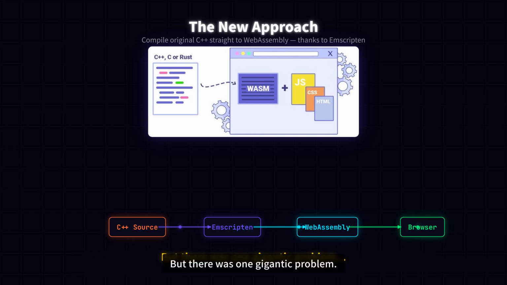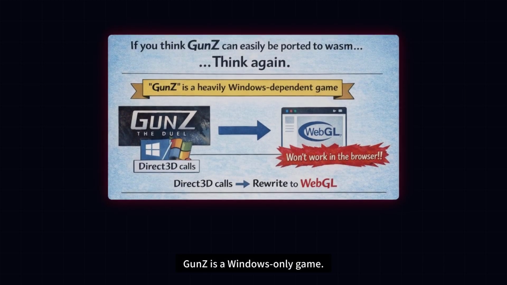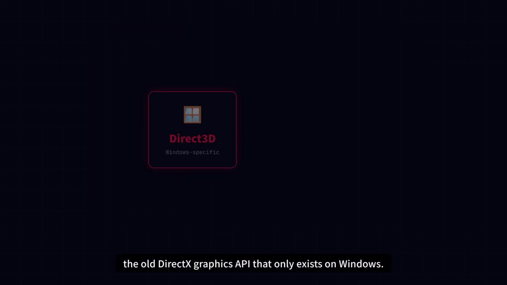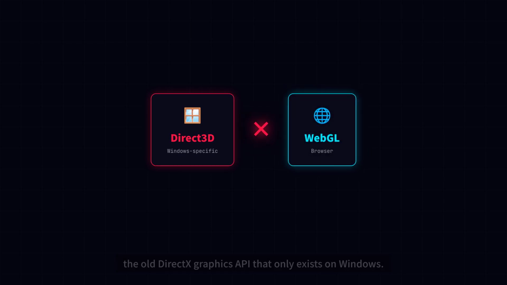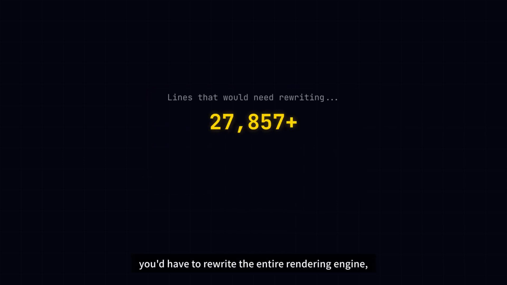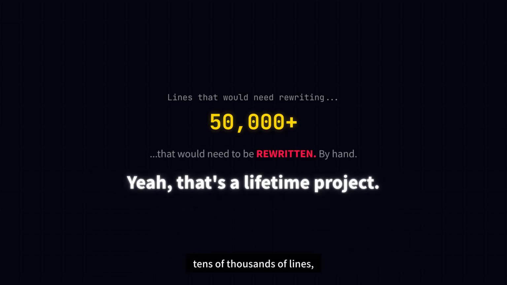But there was one gigantic problem. GunZ is a Windows-only game. It uses Direct3D, the old DirectX graphics API that only exists on Windows. Browsers have WebGL, no Direct3D. That means, in theory, you'd have to rewrite the entire rendering engine, tens of thousands of lines, by hand. Yeah, that's a lifetime project. I shelved the idea for years thinking, cool in theory, impossible in practice.